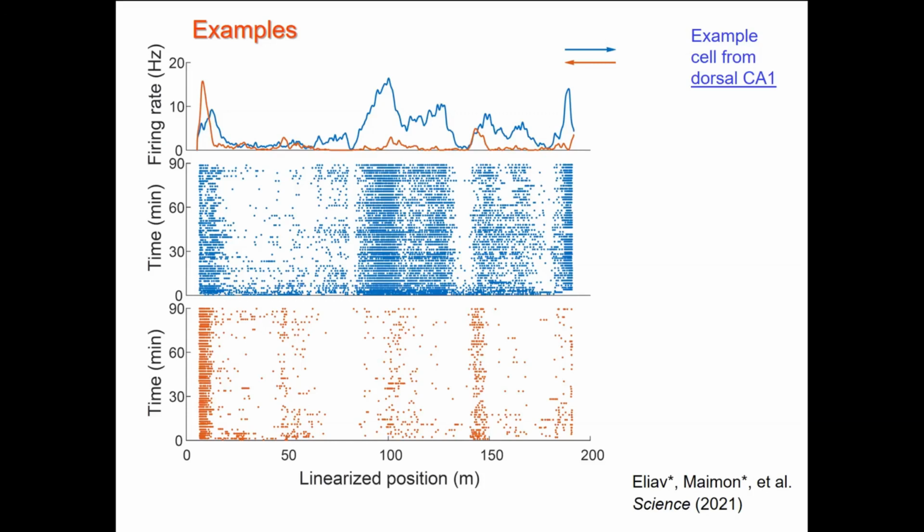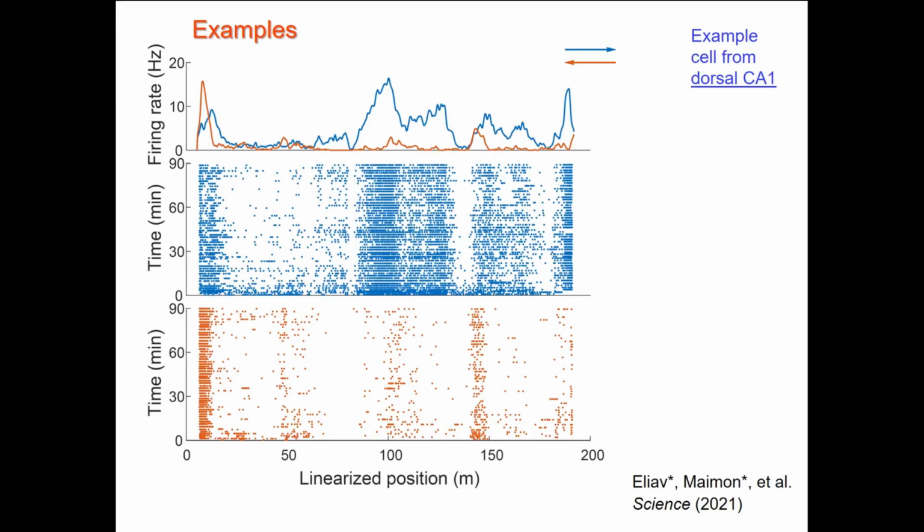But the second thing is that there's not one place field. Our classical conceptualization of place cells is that they have one Gaussian place field in one location, right? This is the classical thinking, but here you have many place fields here and here and here and here. And the third is what we call the multi-scale property.